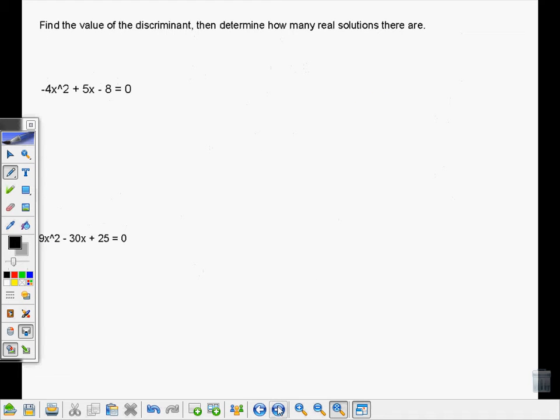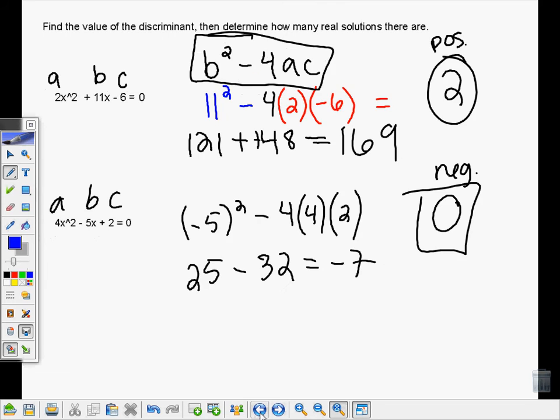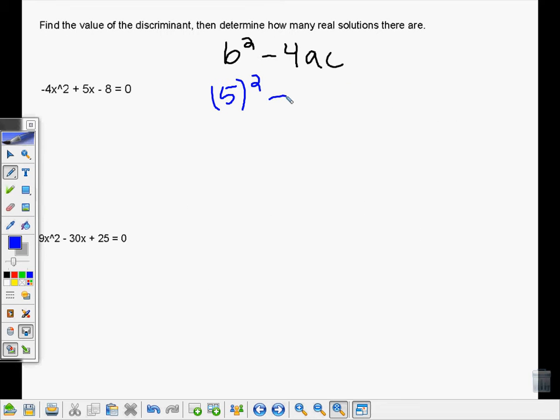Okay. We're going to try 2 more of those, then we'll be done with that. But we just want to get really comfortable using the discriminant, okay? So, again, I'm plugging in b squared minus 4ac. b is 5, sorry. Okay, 5 squared minus 4 times a, which is negative 4, times c, which is negative 8.